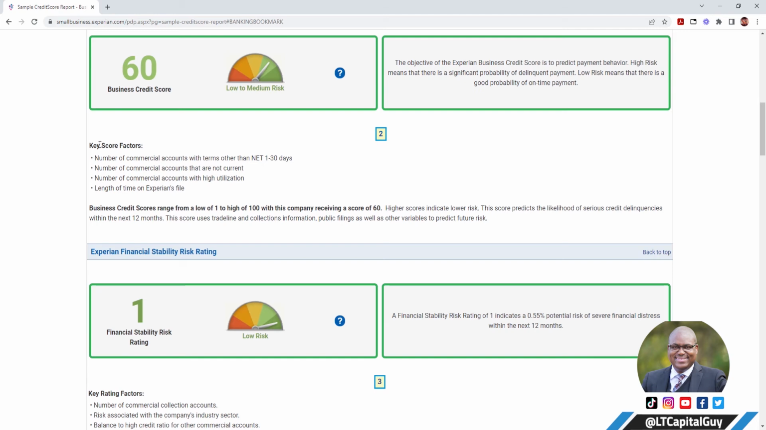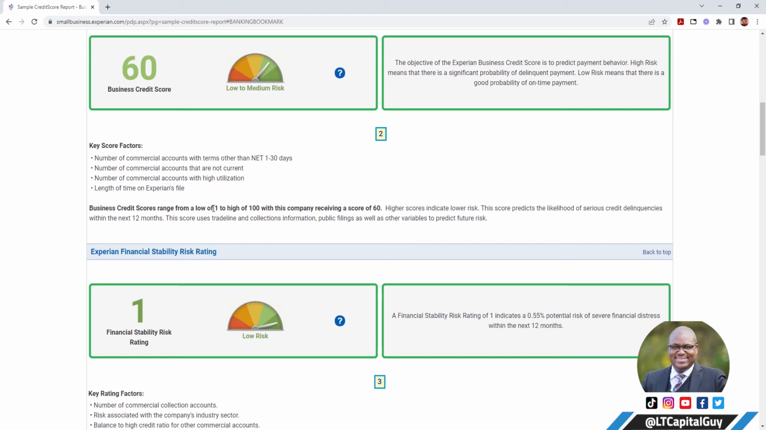And also below that, you'll see key score factors such as the number of commercial accounts with terms other than net 1 to 30 days, and the number of commercial accounts that are not current. Obviously, if you're not paying your bills on time, that's going to factor into your score. Number of commercial accounts with high utilization, meaning you're using a large amount of the credit that has been extended to you, and of course the length of time you've been in Experian's credit file.